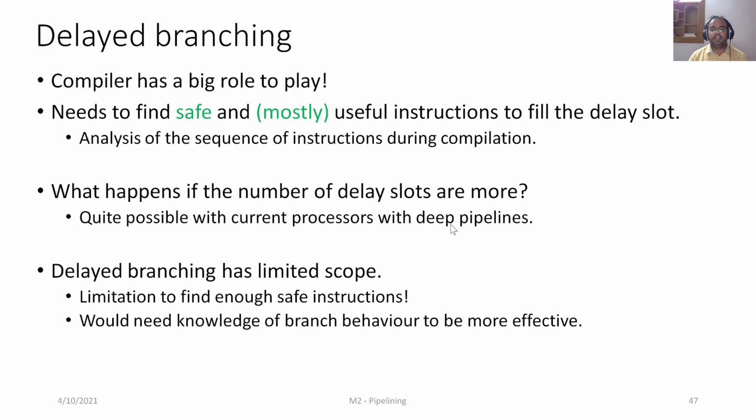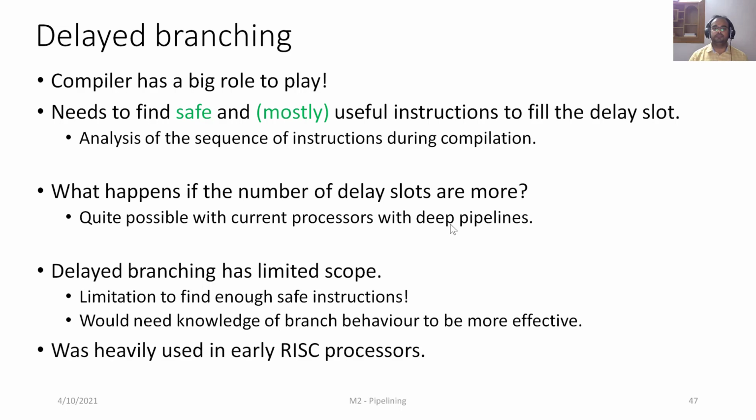So delayed branching as a concept is, like I said, very intuitive, because the hardware will always fetch the next instruction and instead of flushing we can use that, but it has very limited scope. It was used heavily in the earlier RISC processors, but once the branch prediction concept was explored more and more, and now we have predictors with accuracy as high as 98 to 99%, delayed branching has been put aside.